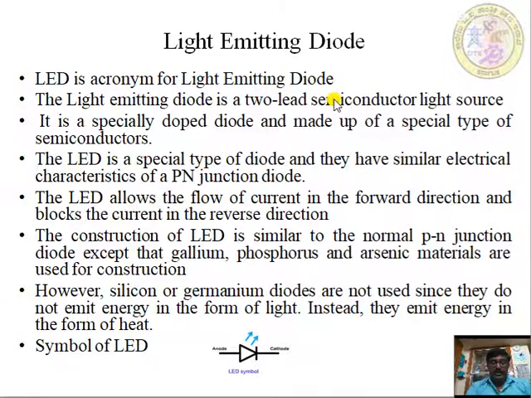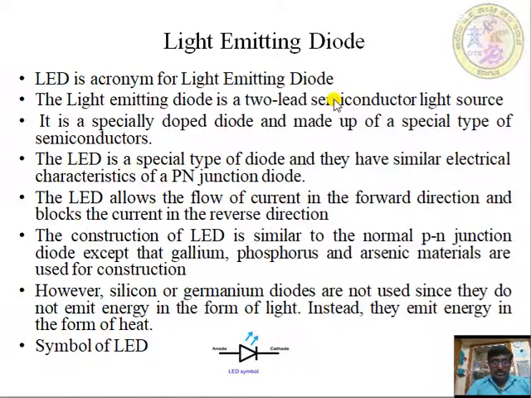LED is an acronym for light emitting diode. The light emitting diode is a two-lead semiconductor light source. It is a specially doped diode made up of a special type of semiconductor. The LED is a special type of diode that has similar electrical characteristics to a PN junction diode. The LED allows the flow of current in the forward direction and blocks the current in the reverse direction.